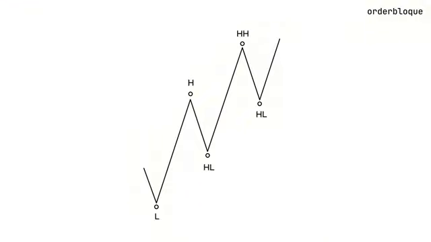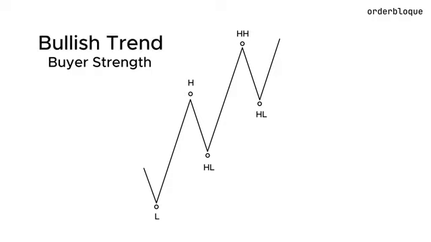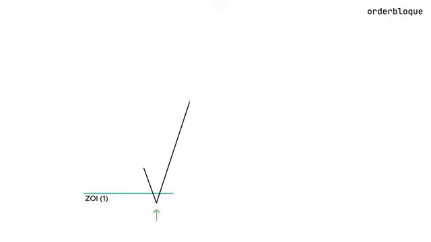This schematic diagram shows an upward movement, where higher highs and higher lows are forming. In basic interpretation, this indicates buyer strength, that is, a bullish trend. But if we look deeper and try to understand why this is happening, we'll see that the price first interacts with a zone of interest in the form of liquidity or inefficiency, from which it receives buying volume.